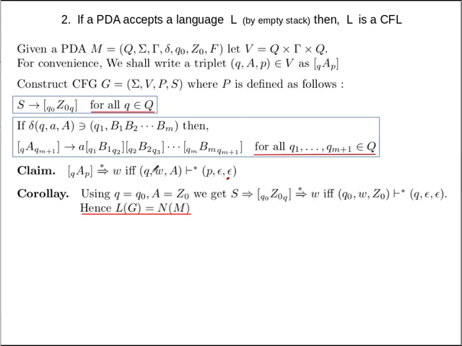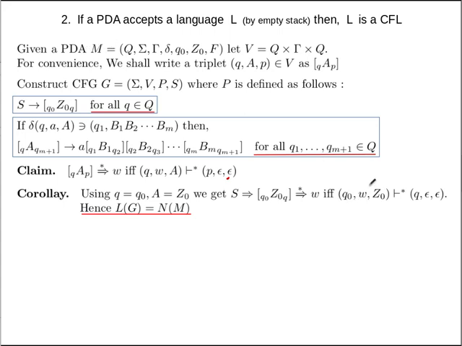Since we will prove this claim, we haven't proved it yet, but once we prove this, this will mean that this ID comes directly from here. So from this ID we can go to this ID. And what does this mean? This means that the input is completely consumed, and the stack is empty, and this is the start state of the PDA, right?